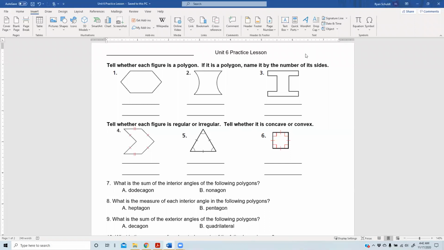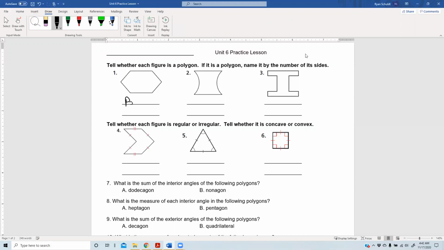Okay, now we're cooking. So this is a polygon. Then we've got to count how many sides it has. It's got 1, 2, 3, 4, 5, 6 sides. So this is a hexagon. The next one, it's not because we have two curved sides. So this is not a polygon.